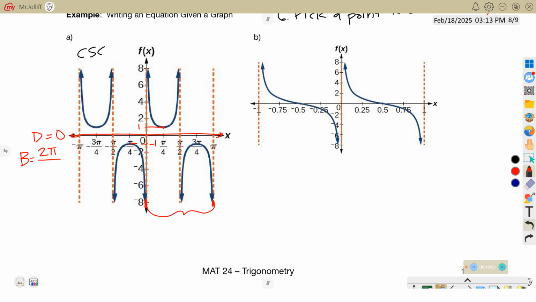Pi, yeah. 0 to pi is pi. So I'm dividing by pi. And 2 pi divided by pi is 2. B is 2. Perfect. Halfway done.